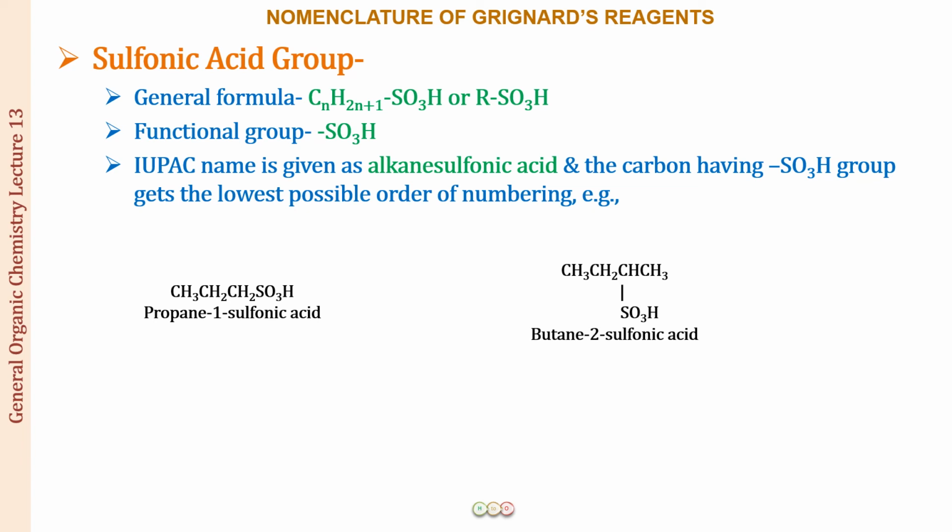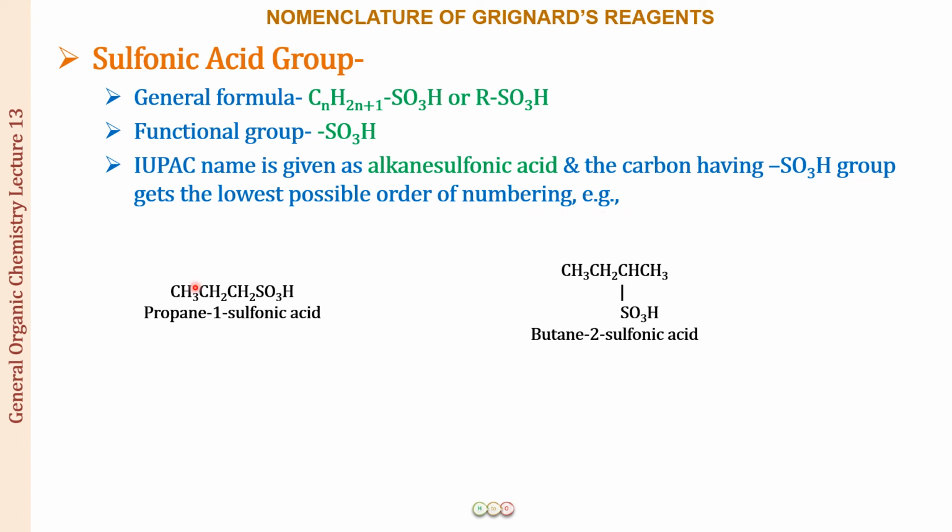But please do remember, these are very important compounds. The next class of compounds are the ones which consist of the sulfonic acid group, and the general formula for these compounds is CnH2n+1SO3H or RSO3H. So what have we done? We have taken an alkane, removed a hydrogen atom and replaced it by the SO3H group. So the functional group is this SO3H group, which we know as the sulfonic acid group, and the IUPAC name is given as alkane sulfonic acid, and the carbon having the SO3H group gets the lowest possible order of numbering.